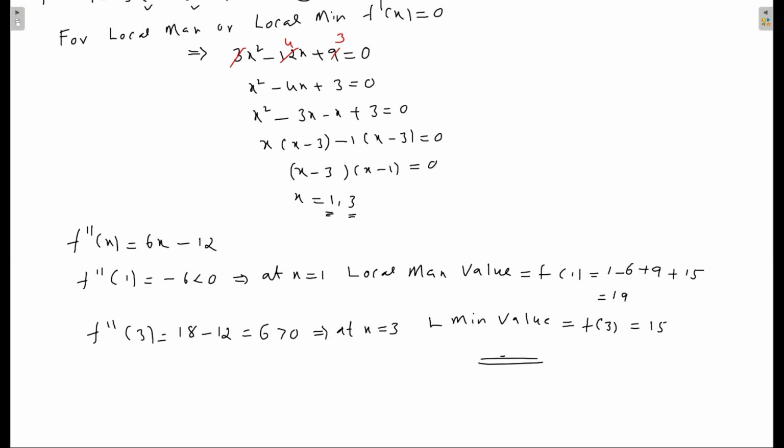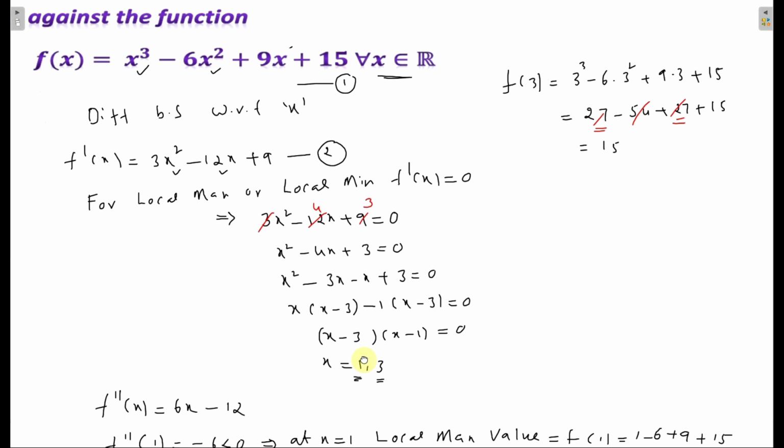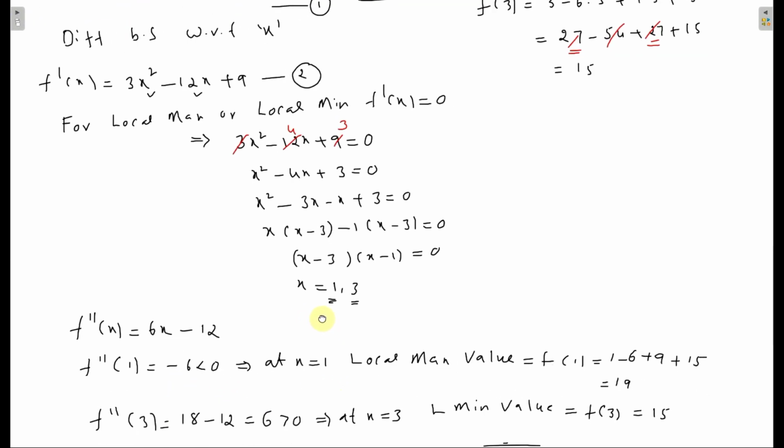Again observe here, to find the local minima and local maxima using the second derivative test, these are the steps we have followed. First find out f dash x, equate this to 0, we get x values. After that find out f double dash x, substitute these values here. If the f double dash x value is negative, in that case I am getting a maximum value. If the f double dash x value is greater than 0, at that particular point we are getting a minimum value.